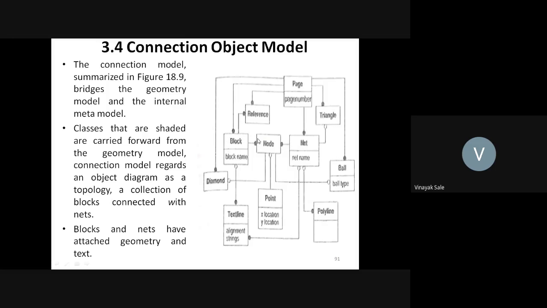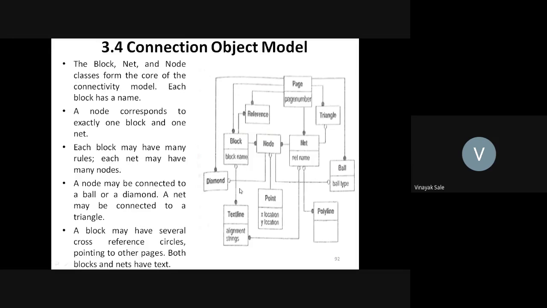This block is attached to the text which has alignment and string. A net also has a net name attached with the text. A net has polygons, polylines. Then a page may be a triangle, so it has net name, polyline. So a triangle has a number of lines, that is maximum 3 lines and minimum also 3 lines.